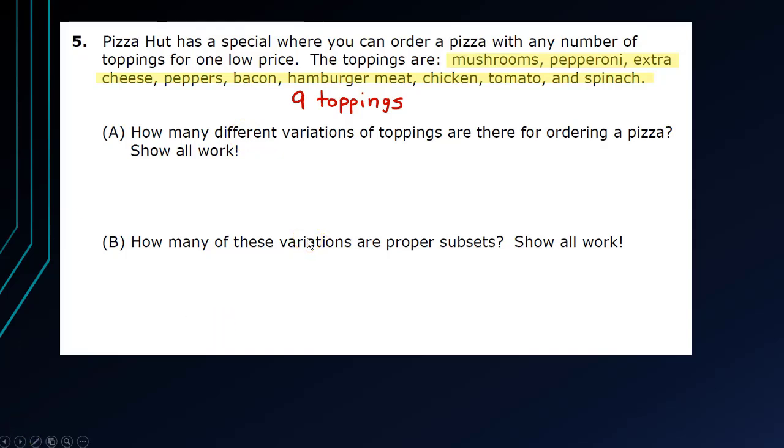So the number of variations, being those number of subsets, would be 2 to the 9th power, which is 512. Now, when I do this formula, 2 to the 9th power, that includes even the instance where all the toppings are used. If all the toppings are used, that's a subset, but not a proper subset. And so basically, I'd have to exclude that one instance where all the toppings are being used.